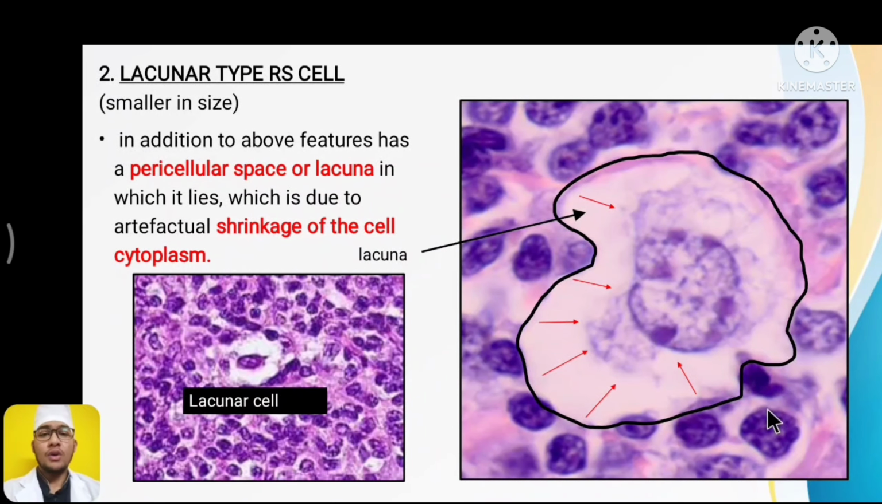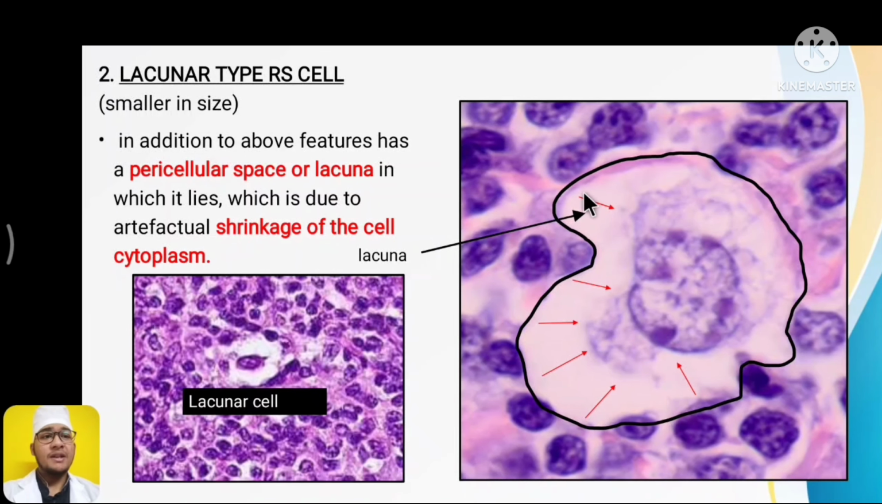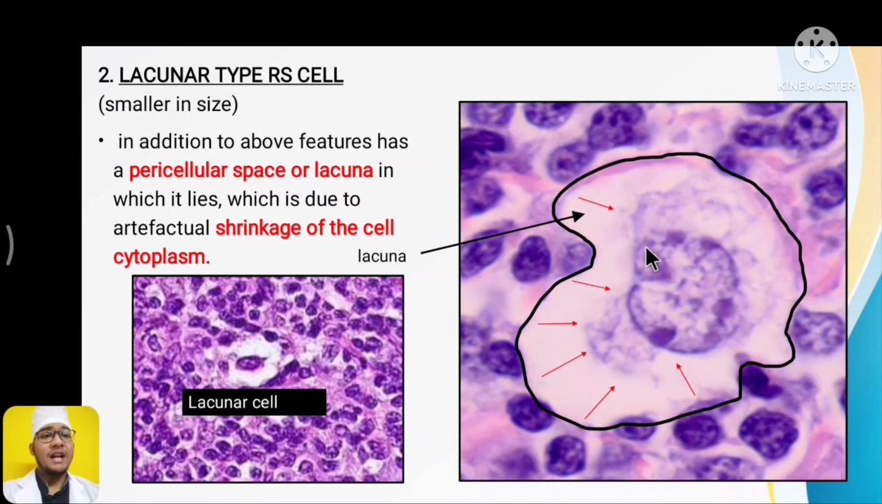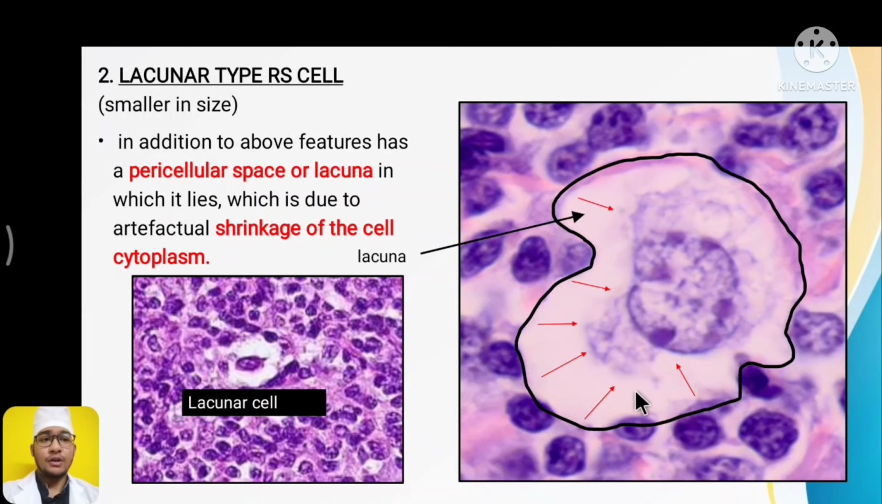The second one is the lacunar type of RS cells. They are smaller in size. In addition to the above features, it has a pericellular space, or the lacuna, in which it lies, which is due to the artifactual shrinkage of the cell cytoplasm, as you can see here.